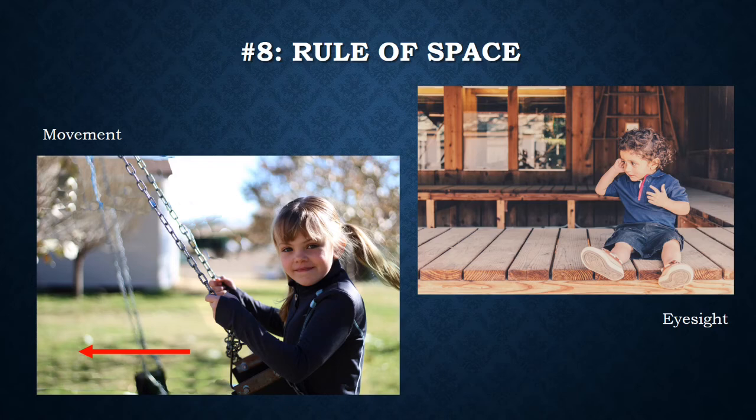Similarly, the boy in the second picture is looking into the frame instead of outside the frame. Now, you might ask, well, what does it even matter? He's not looking at anything anyway. But like I said, it's kind of this knee-jerk reaction that our brains have. So adhering to this rule can give the shot a more natural and cohesive composition.